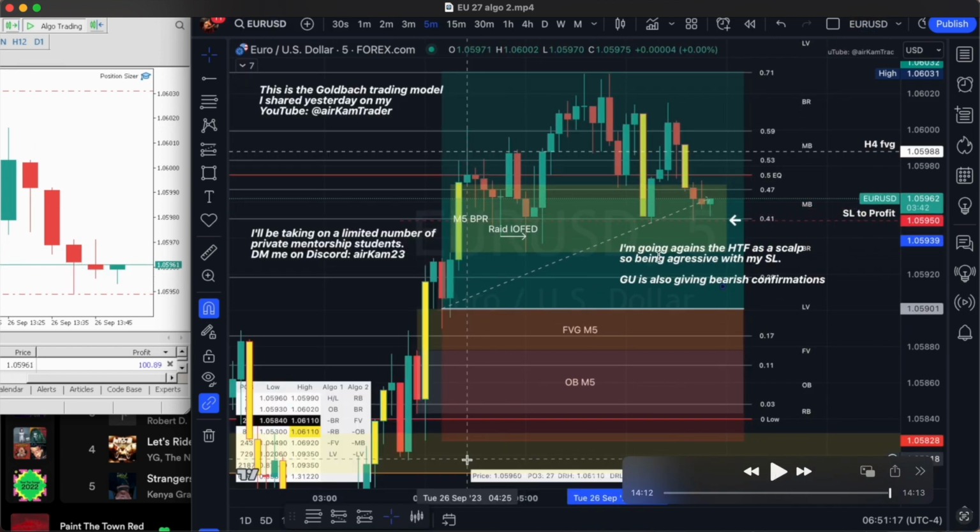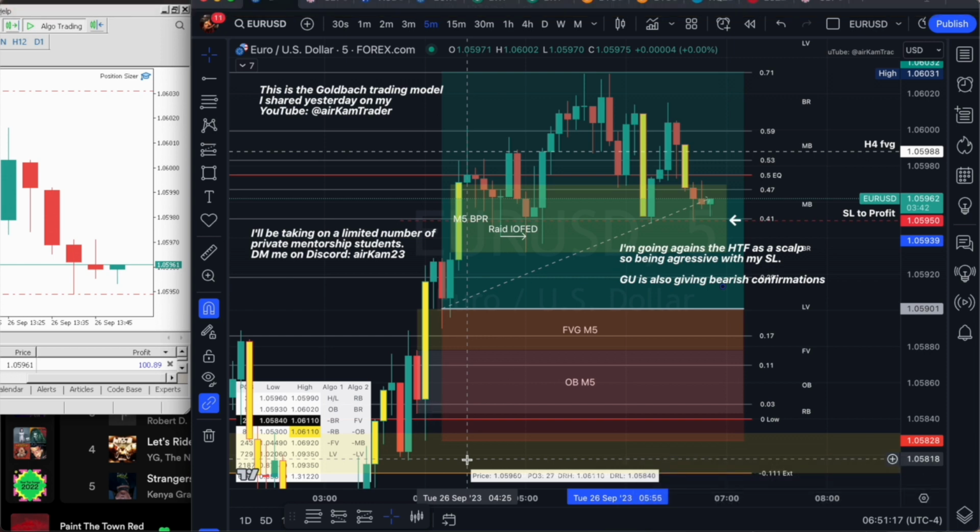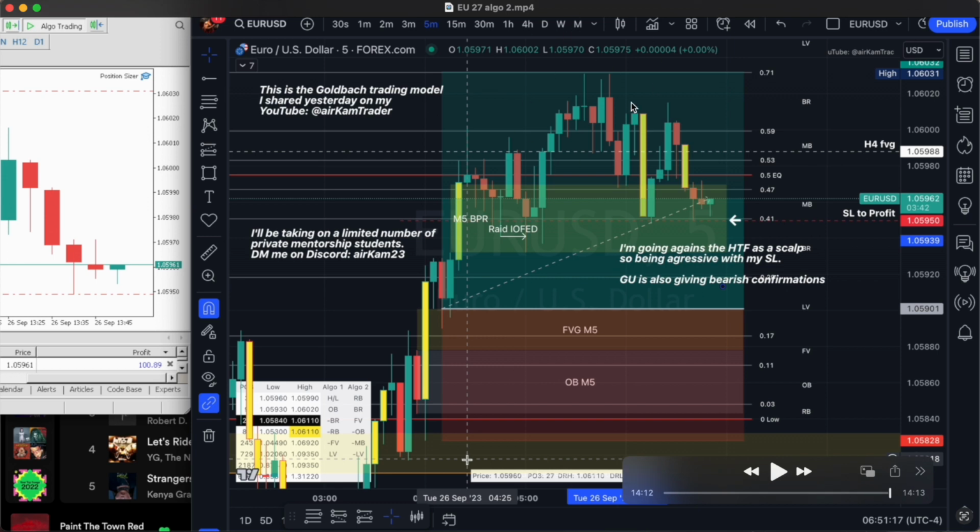There you go. So I'm going against the higher time frame as a scalp, so being aggressive with my stop loss. Otherwise, I normally leave the stop loss down here. I don't touch it when I'm in a Goldbach algorithm and I'm with the higher time frame. I don't touch my stop loss. I don't even put it at break even, because there's one algorithm which will go back to the OB and mitigate again.